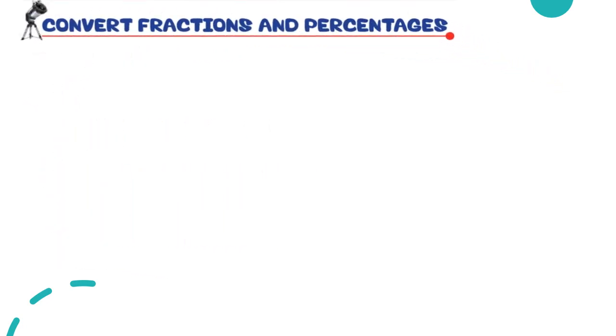Our fourth example, convert 4 over 5 to percentage. Now, still fraction to percentage. Nak tukar pecahan pergi per ratus. Okay, for this example, it is 4 over 5.